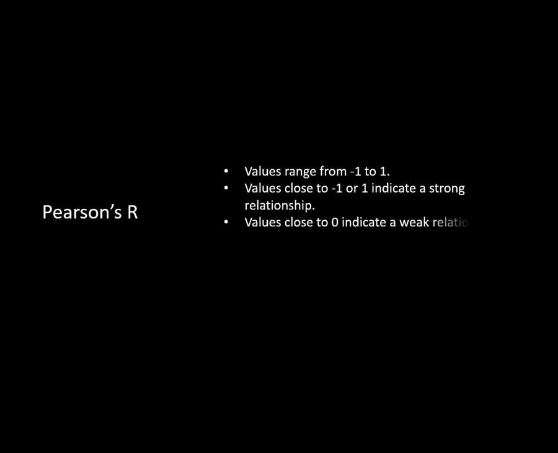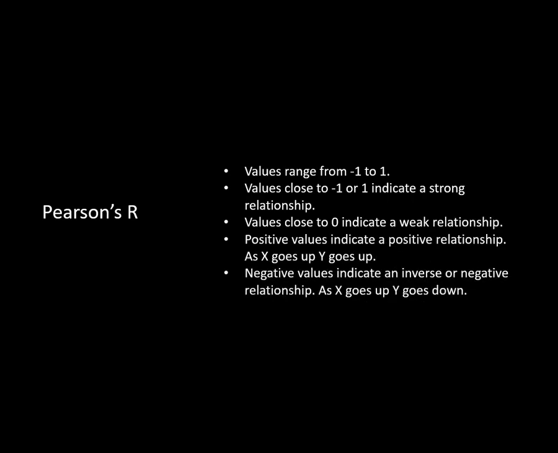All right, let's summarize this stuff about scatter plots and Pearson's R. First, values range from -1 to +1. If you've calculated something outside of those boundaries, you made a calculation error. Values close to -1 or 1 indicate a strong relationship. Values close to 0 indicate a weak relationship. Positive values indicate a positive relationship: as x goes up, y also goes up. Negative values indicate an inverse or negative relationship: as x goes up, y goes down.